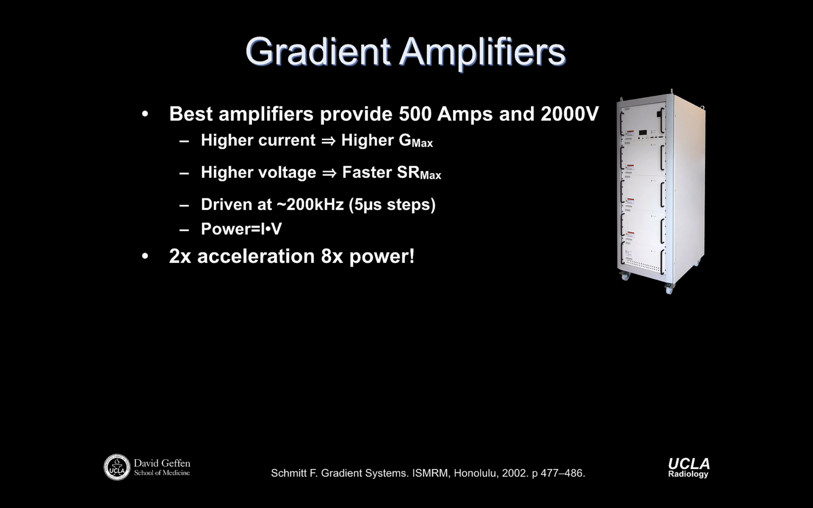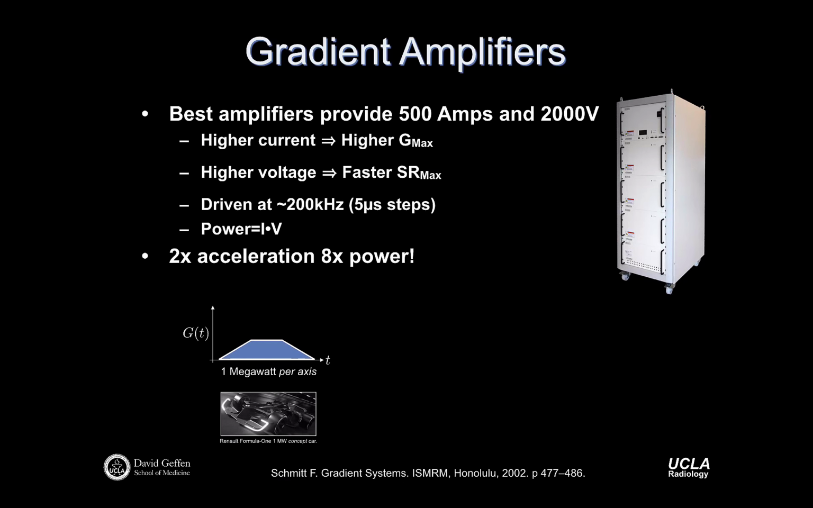Back to circuits that you've taken before, the power for these systems depends on the product of the current and the voltage. And we're talking about pretty high currents and pretty high voltages for these systems. And so this is a typical gradient waveform, and if we drive it at maximum, it can use as much as a megawatt per axis, right? That's a substantial amount of power, similar to what a Formula 1 concept car would use.